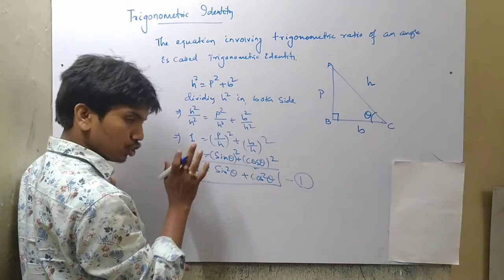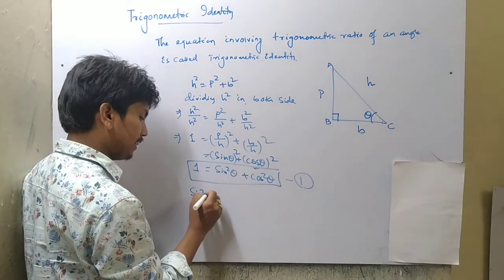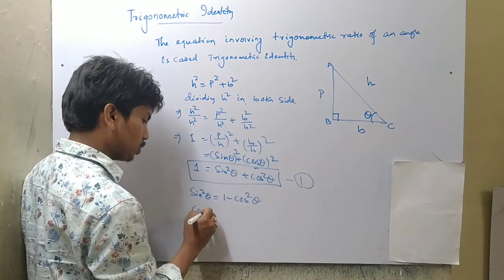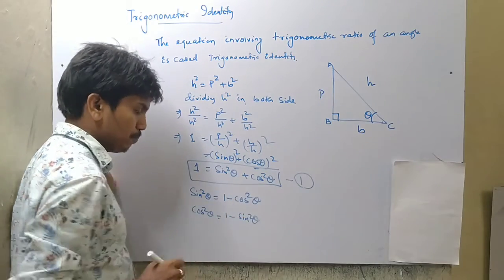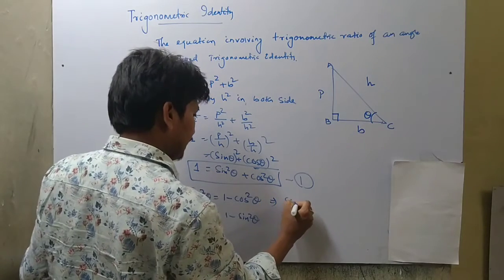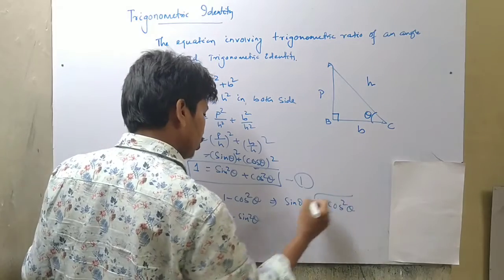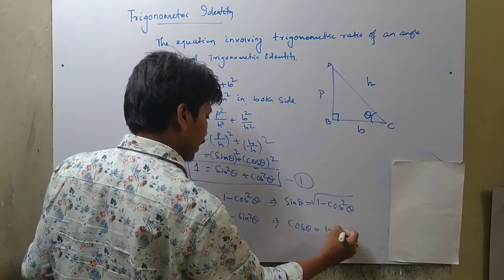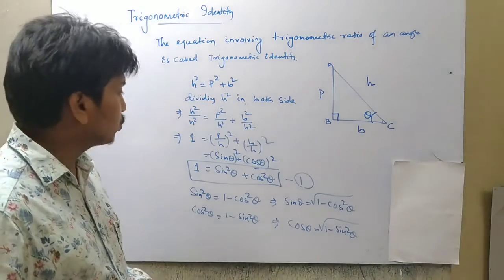From this, some auxiliary formulas are there. Sin square theta is equal to 1 minus cos square theta, and cos square theta is equal to 1 minus sin square theta. Sin theta is equal to root over 1 minus cos square theta. Like that, cos theta is equal to root over 1 minus sin square theta. Next we go to the second formula.